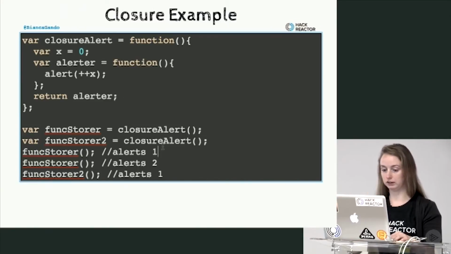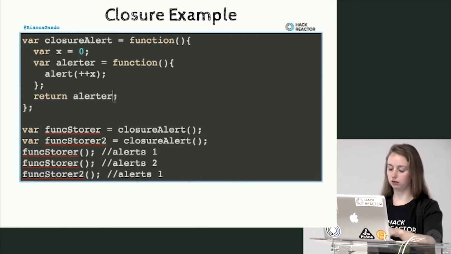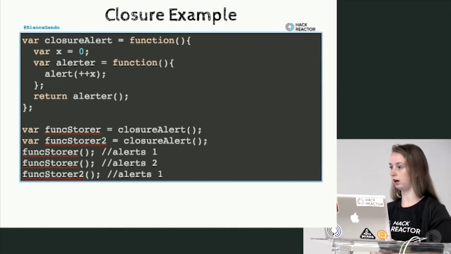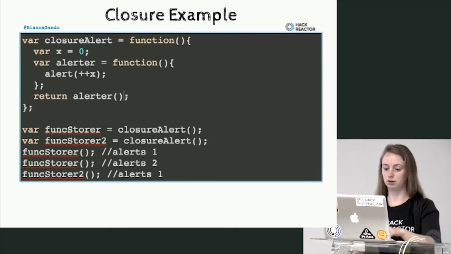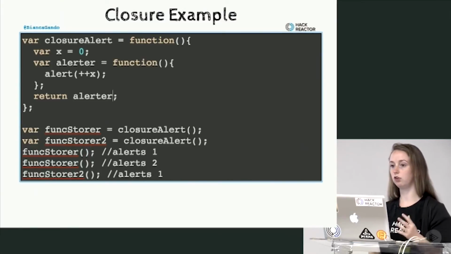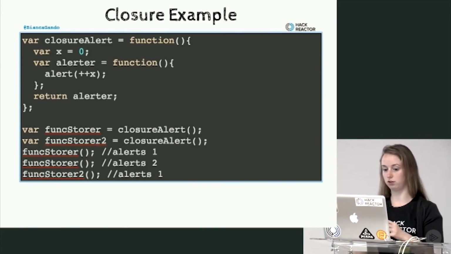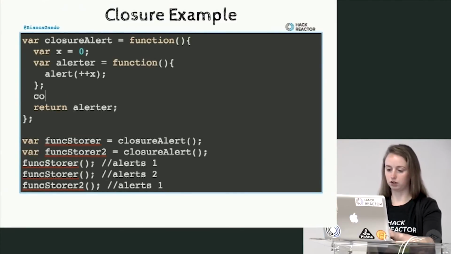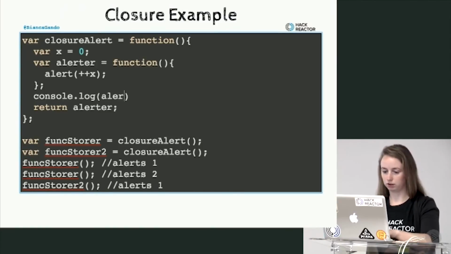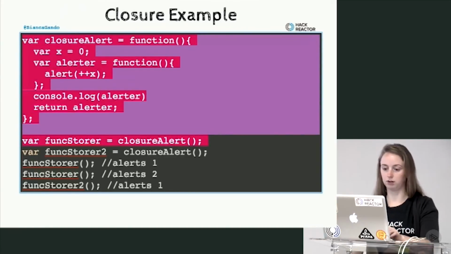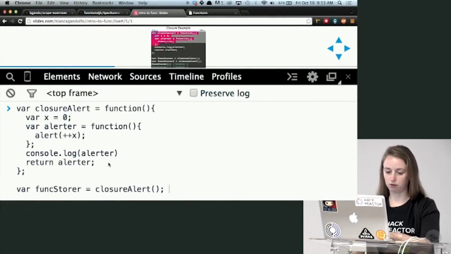And then the second question is, is returning alerter the same as invoking it and returning it? Absolutely not. Because if we're invoking it here, then we can't call it down here. What we're doing when we don't invoke it is just returning the function definition itself. We can console.log alerter here, and this will show us what we're going to return.